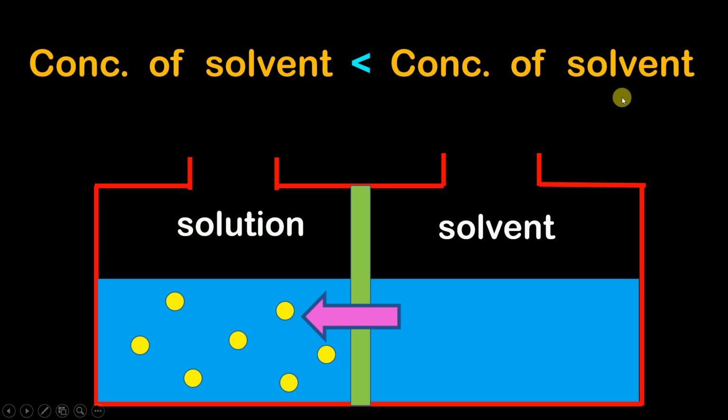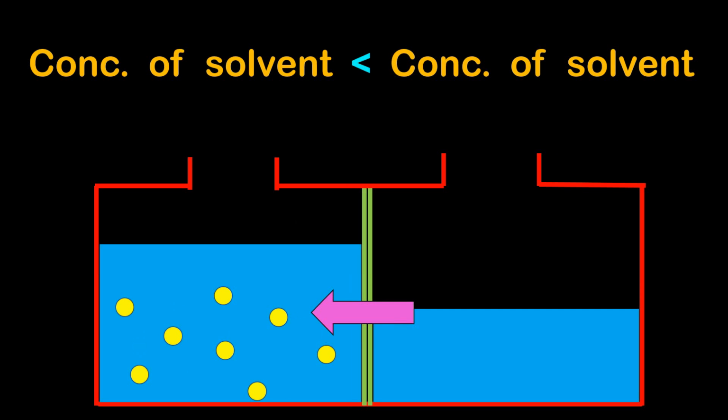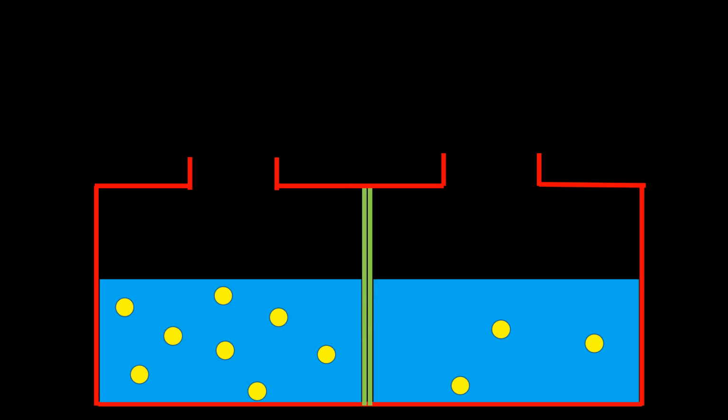Now guys, I know that you have understood osmosis, but to make sure that you have understood, let us understand osmosis in some different way. Let's see how. Now over here, as you can see, on the left hand side as well as on the right hand side, I am having a solution. Why am I having a solution? Because on the left hand side and on the right hand side, I am having solute plus solvent.